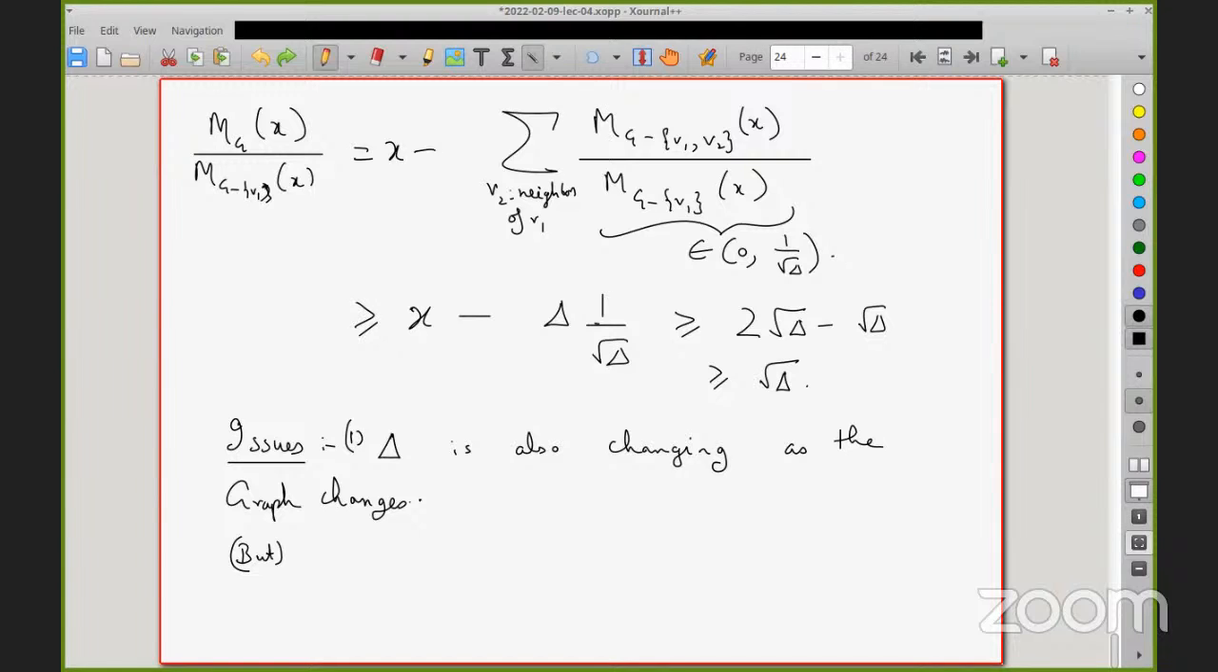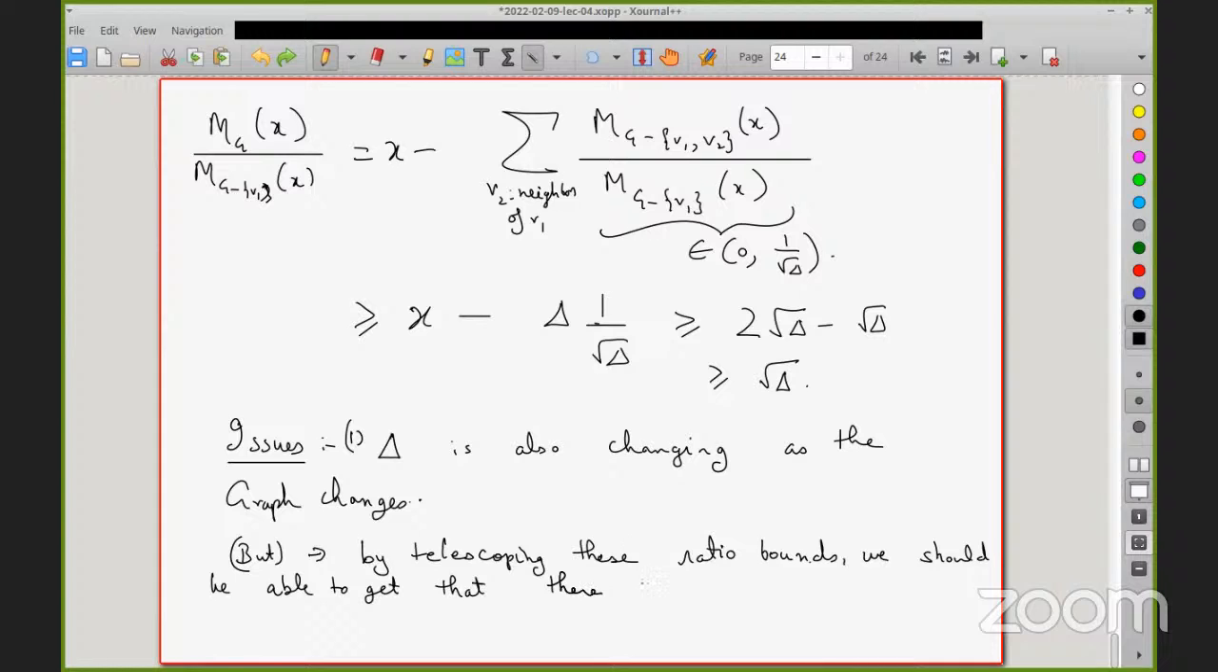Okay. But by telescoping these ratio bounds, we should be able to get that the sign of mgx for x greater than 2 delta remains the same.